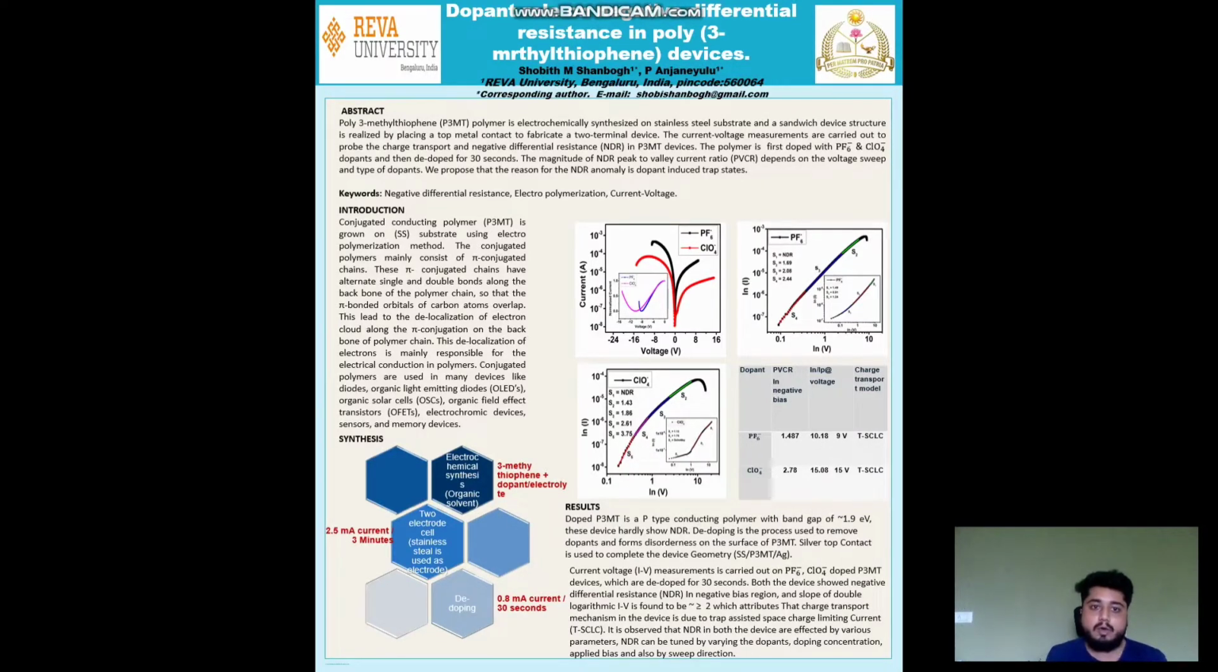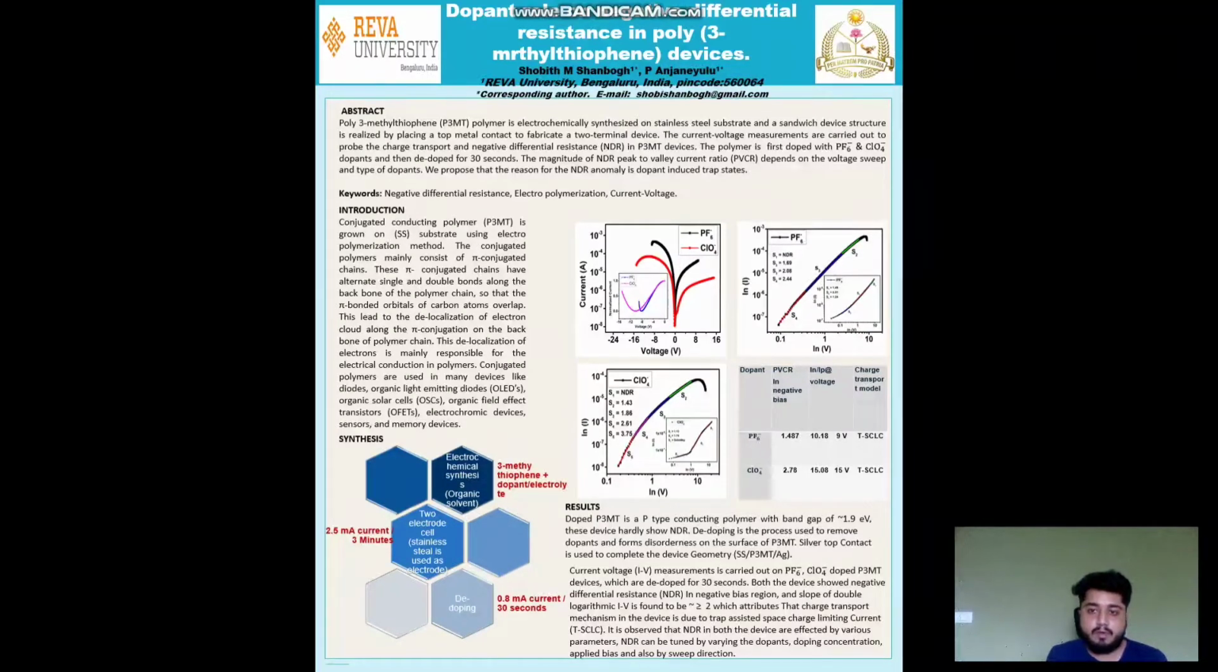Abstract. Poly-3-methylthiophene polymer is electrochemically synthesized on stainless steel substrate and a sandwich device structure is realized by placing a top metal contact to fabricate a two-terminal device. The current voltage measurements are carried out to probe the negative differential resistance and charge transport in P3MT devices.